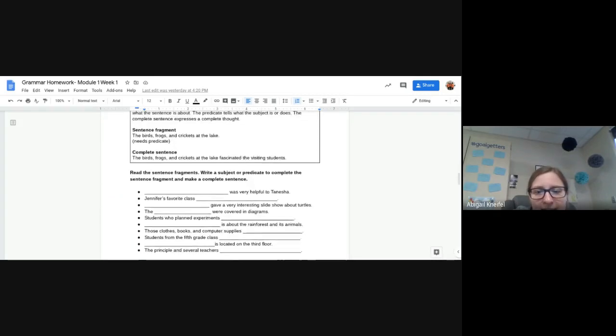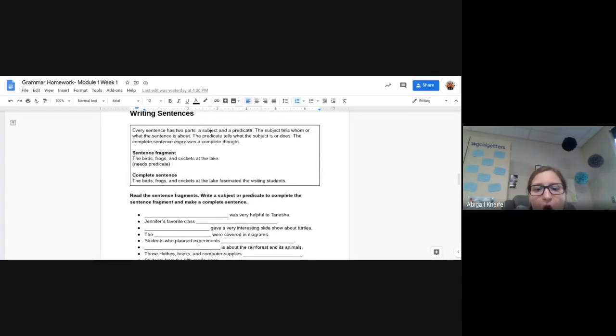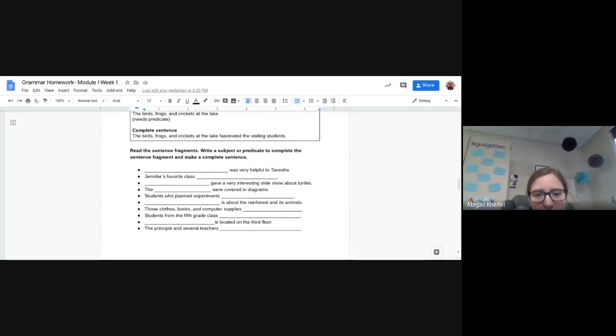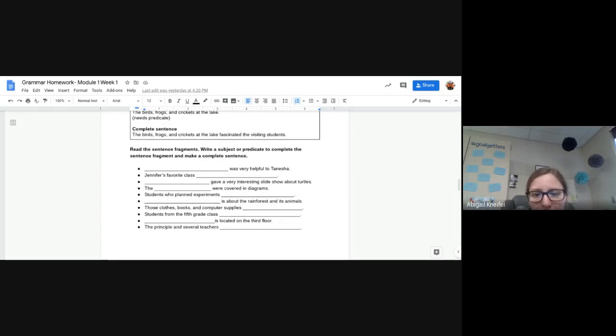Writing sentences. This is like what we did last time. All you're going to do is finish the sentence for me. Each of these sentences is a sentence fragment. It either has a predicate or a subject, and you're just going to fill it in. So the first one was "very helpful to Tanisha." You could say, "Olive was very helpful to Tanisha." That one was missing a subject. There's 10 of those.